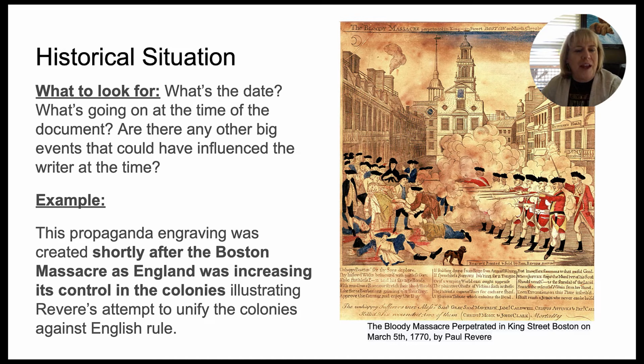It says this propaganda engraving, and it was propaganda, and hopefully you understand what that is, but this propaganda engraving was created shortly after the Boston Massacre as England was increasing its control in the colonies, illustrating Revere's attempt to unify the colonies against English rule. If you look in that statement, the bolded part is the situation. This was created right after the Boston Massacre as England was increasing its control in the colonies. So it gives you an idea of what's going on with regards to this particular document.